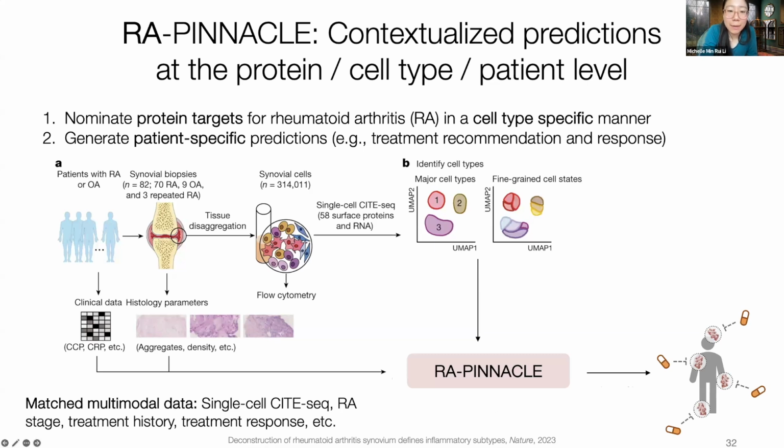One thing that I'm really excited about for RA-PINNACLE is being able to now map from the single cell level to the patient level. We can make patient level predictions about their response to treatment or their stage in RA, but also trace back, at the single cell level, what cells were responsible for driving that particular disease or the progression of their disease. Being able to make these contextualized predictions at the cell level and at the patient level simultaneously can allow us to generate hypotheses that we weren't able to before.